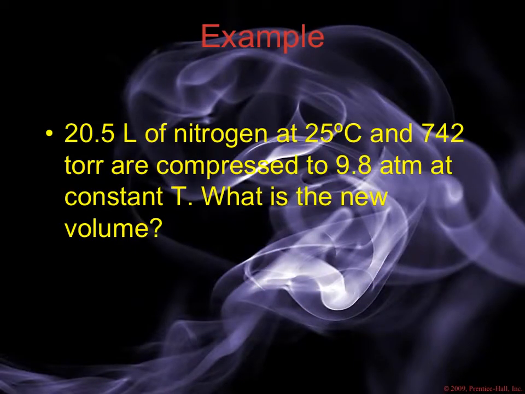All right, so here's an example of a calculation using Boyle's law. Let's say you have 20.5 liters of nitrogen gas. You won't need it in this question, but just to remind you, nitrogen is one of the 7 diatomics, and they've given you the temperature and the pressure. And what have we changed here? We have changed the pressure, and it's now asking what's the new volume.